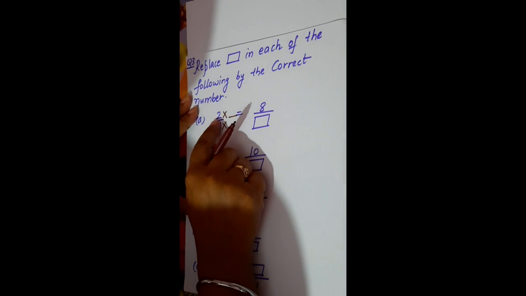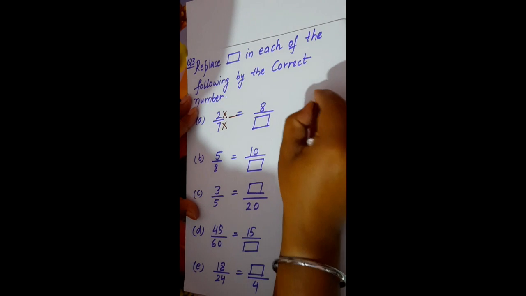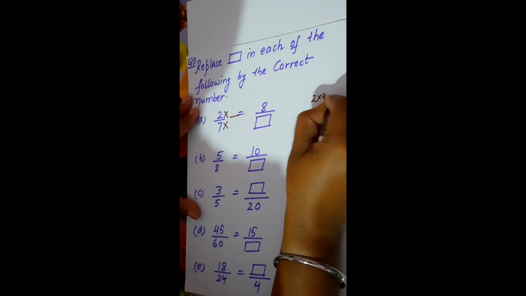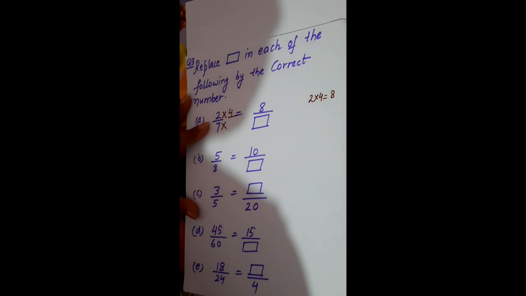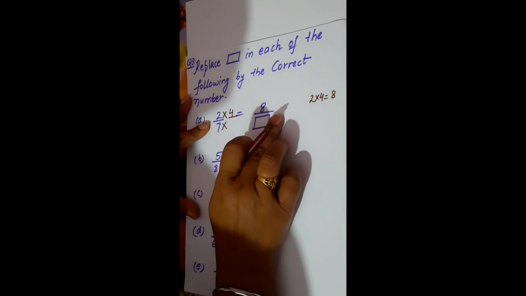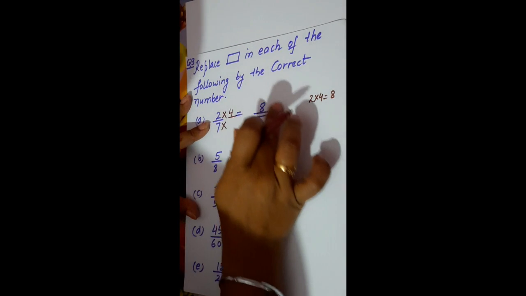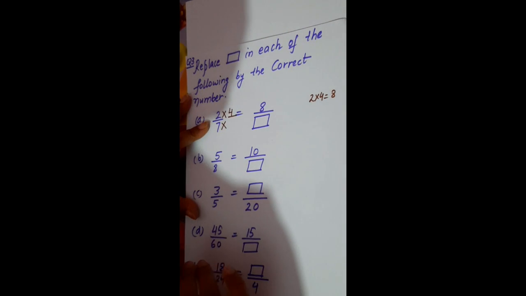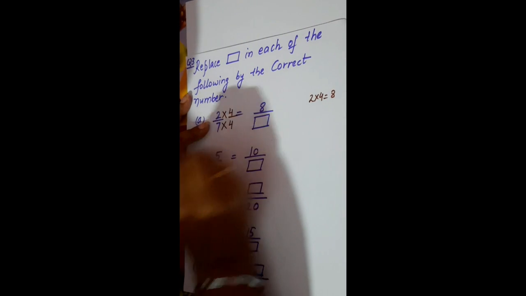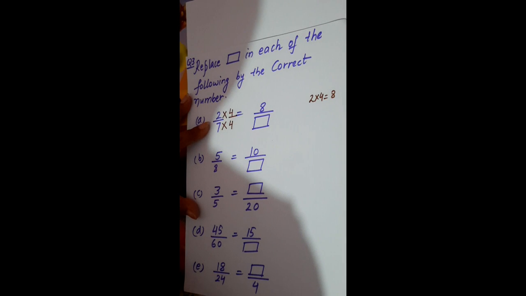As we know that 2 4s are 8. When you multiply 2 by 4, you will get 8. So I will write 4 in the numerator. 2 multiplied by 4, then you will get 8. If you are multiplying by 4 in the numerator, then you have to multiply by 4 in the denominator also. So in this way you will get equivalent fractions.